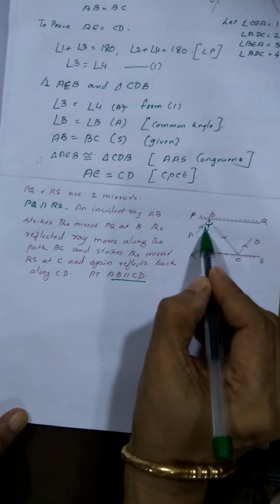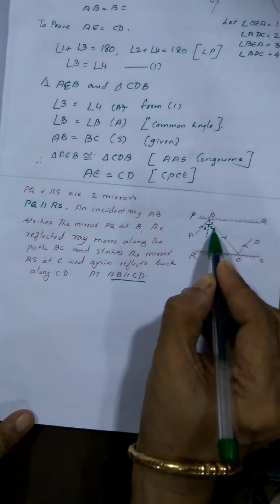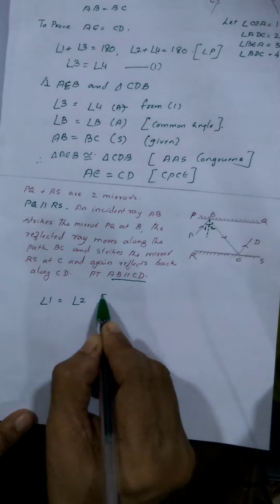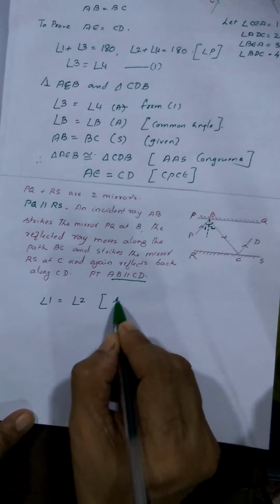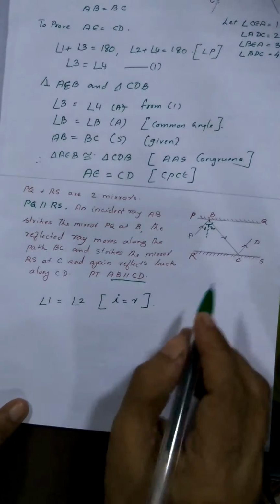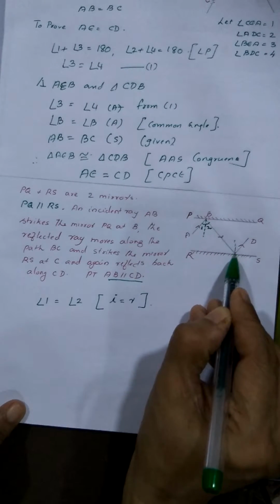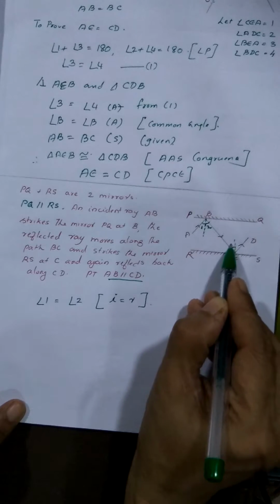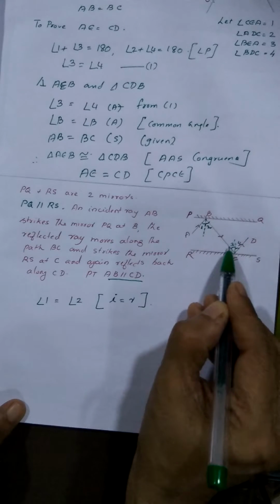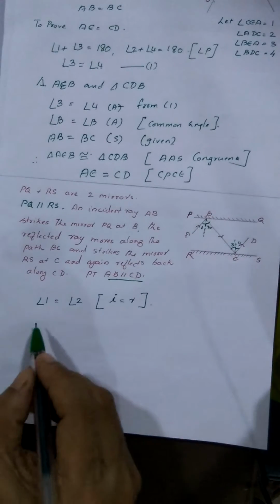So this angle is 1. I'll put the number as 1 and this as 2. So angle 1 is equal to angle 2. The reason is angle of incidence is equal to angle of reflection. Now similarly, I will draw one normal ray here. So similarly, this angle, let it be 3 and this as 4. Again, this is the incident ray and this is the reflected ray here. So angle 3 is equal to angle 4.